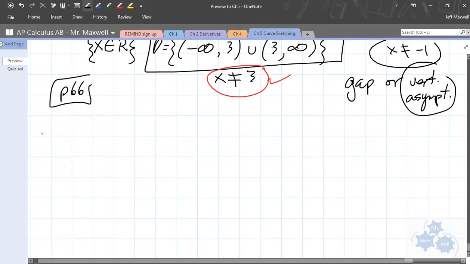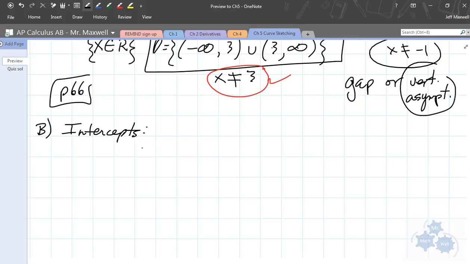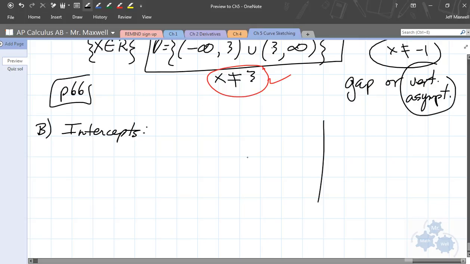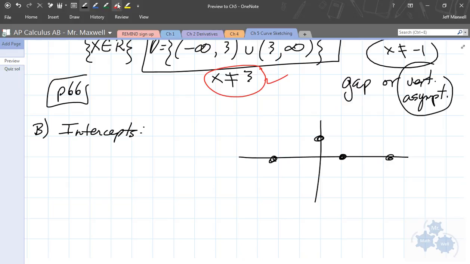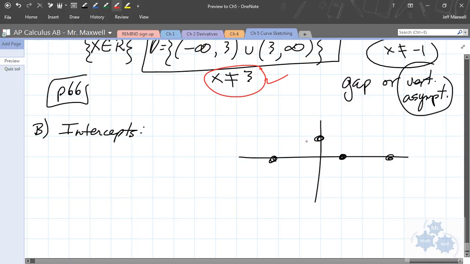Okay, so the next thing we want to pay attention to is intercepts. We can gain a lot of wisdom and knowledge about a function if we know where it crosses the x-axis and where it crosses the y-axis, right? So if I know that I have an intercept here and here and here, that's great. If I know I have this as well, okay, that gives me a lot more information. The graph then could be something like this, right? But I know it passes here, here, here, and here.